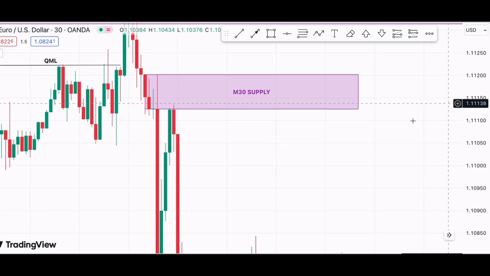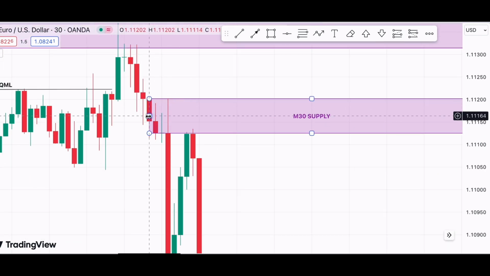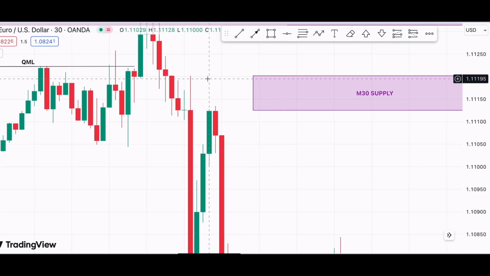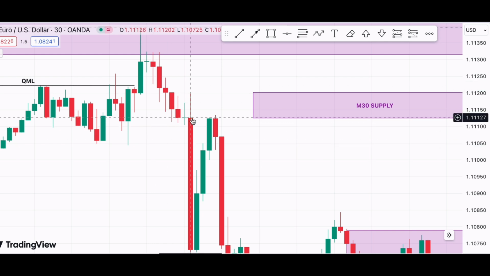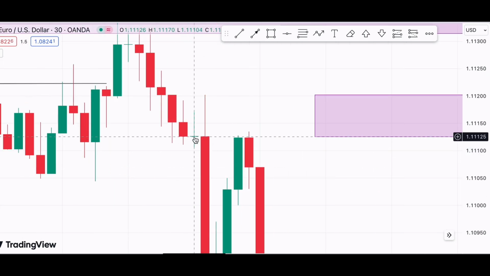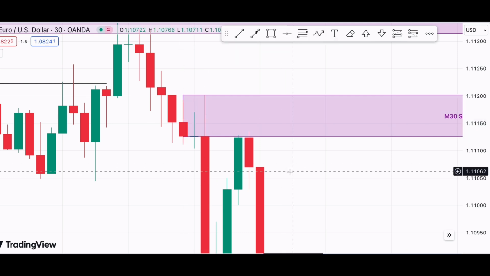So in M30, what do we have here? We get a supply zone right here. Can you see the supply zone? This is a drop-base-drop supply zone with the bearish engulfing. And we have a king setup here. This is one of the kings we have. We call it a doji. Can you see the doji here? This is the M30 zone.